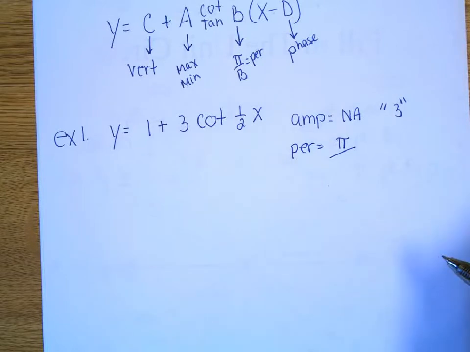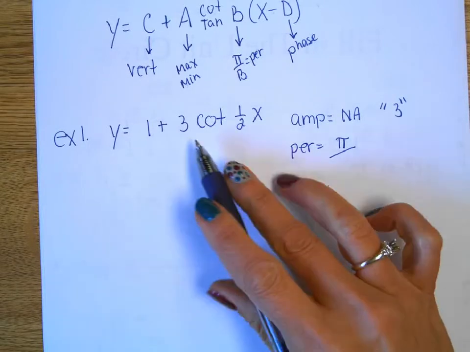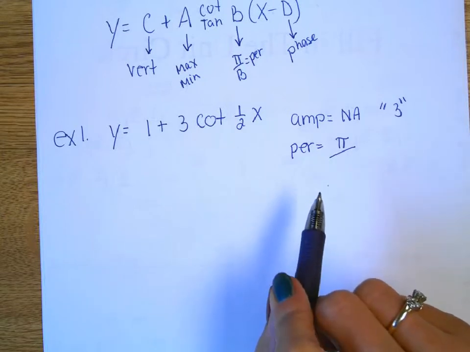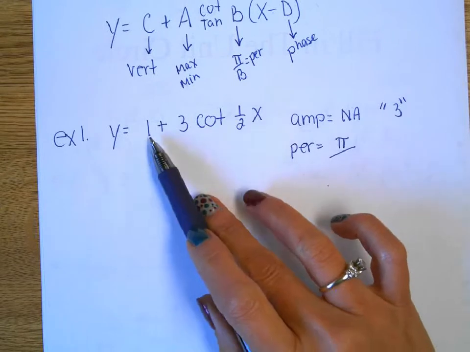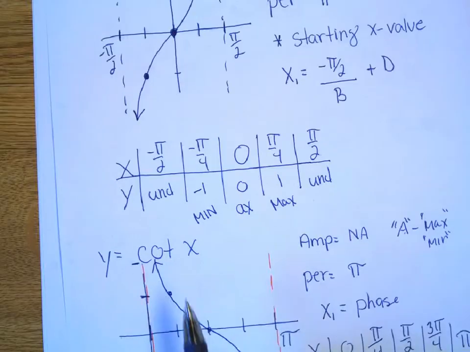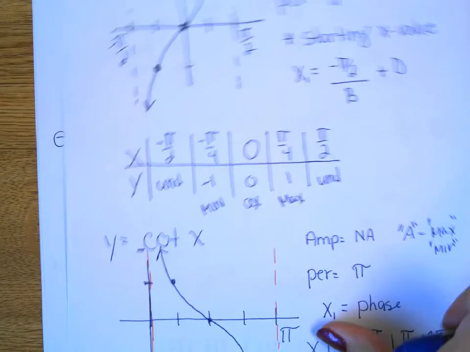Why is it 3? Okay, I understand that it's 3 because it's in front of the cotangent. But when you graph it, is there going to be a dot at 3? Well, almost at 3 because I have vertical shift. It's going to be the distance from my axis to what I'm calling a max. So technically 4. Okay.